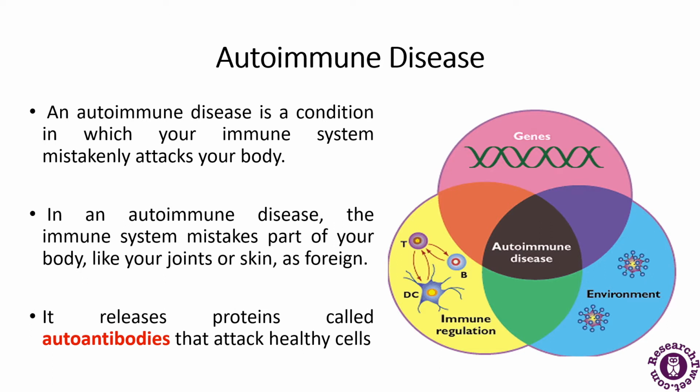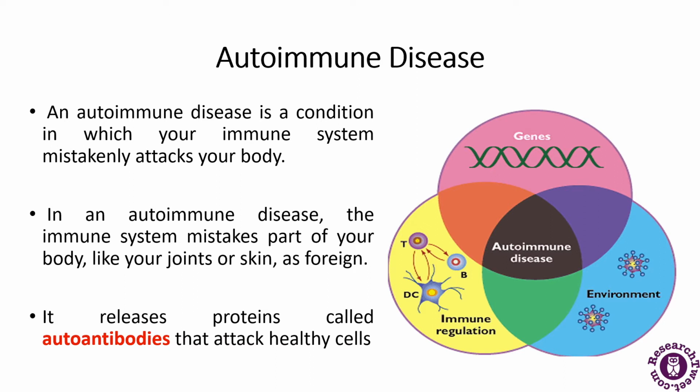An autoimmune disease is a condition in which your immune system mistakenly attacks your body. The cells of your immune system will start destroying its own body cells. So in an immune system, what is happening? The immune system mistakes part of your body, like your joint, skin or other parts, for foreign things and starts attacking them, and it releases proteins called autoantibodies that will attack the healthy cells.